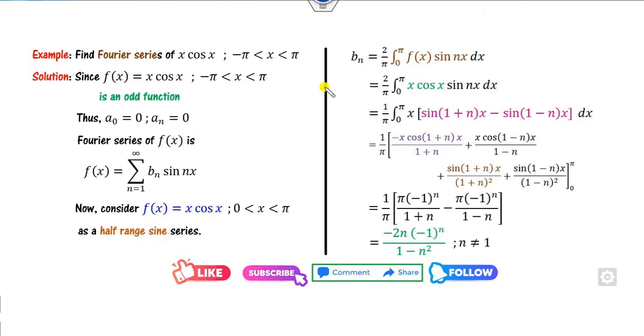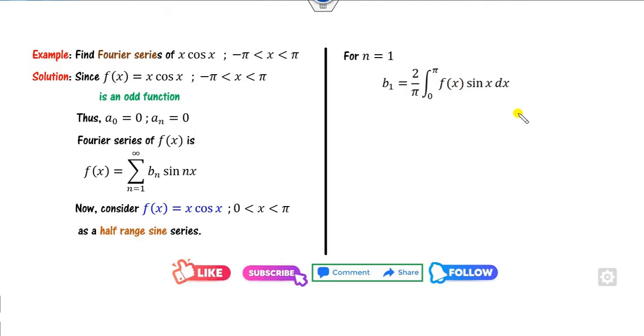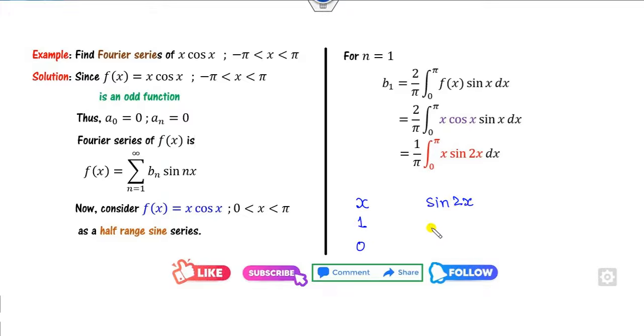Now your target is to find the value of b1. I can substitute n equal to 1 in this case. So it's sin x, I can substitute the value of f(x). I can multiply by 2 and divide by 2. Then this value will be sin 2x over 2. How can you integrate them? I can write the x and the sin 2x. 1, 0. It's minus cos 2x over 2 minus sin 2x over 4.